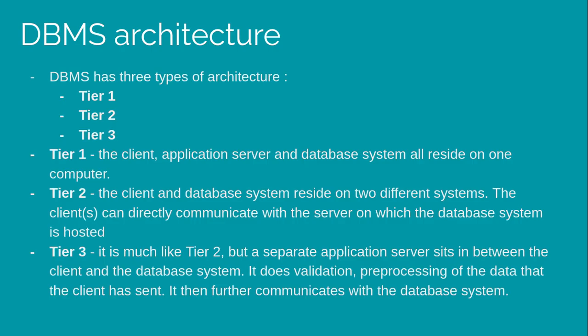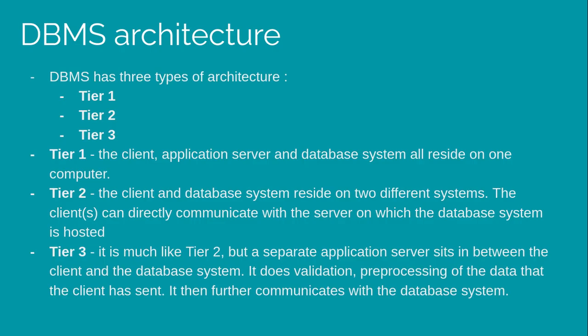Now, in tier 2 architecture, there is just a client and a database system. There is no application server. The client and the database system both reside on two different systems. There can be multiple clients communicating with one single database system. Just assume the database system is on some server, and there are multiple clients, client A, client B, client C. All of these are on three different systems, and all of them can establish a direct communication with the database system.